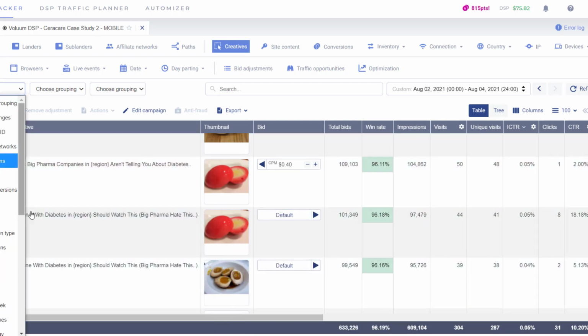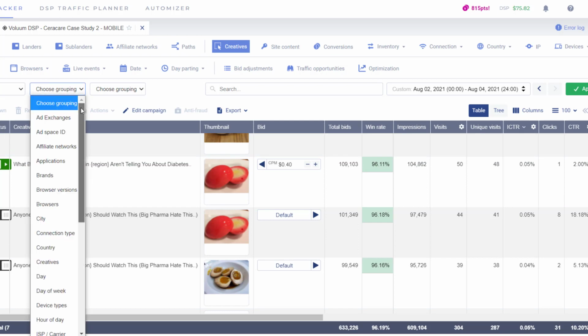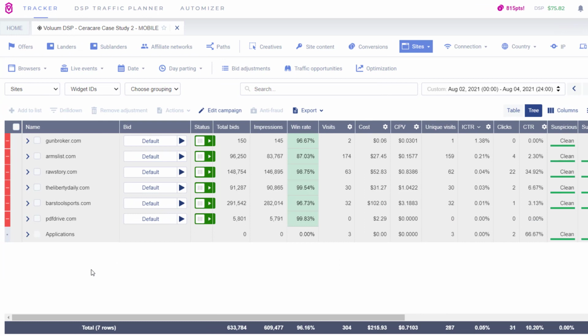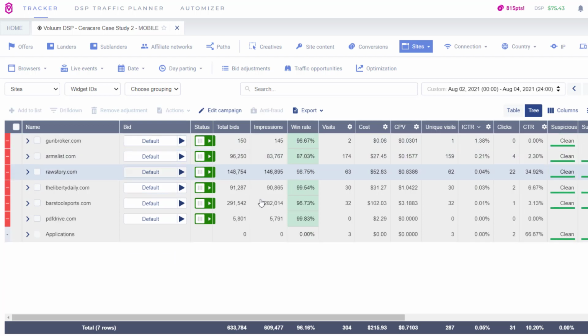The next thing I like to go to is sites, and that'll show the actual website, and then widget ID. I like to start out with a small whitelist, see if I can get it working, and then expand on the websites. A lot of these websites will have more than one widget. If I expand on gunbroker.com, you can see that there's 2 different widgets, so that's 2 different areas where my ad is showing. And then I like to just go through there, look at the win rate, super high win rate, but super low impressions.